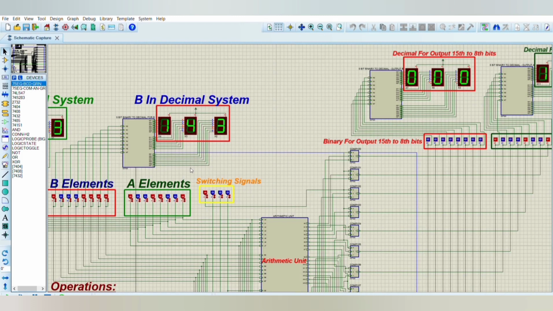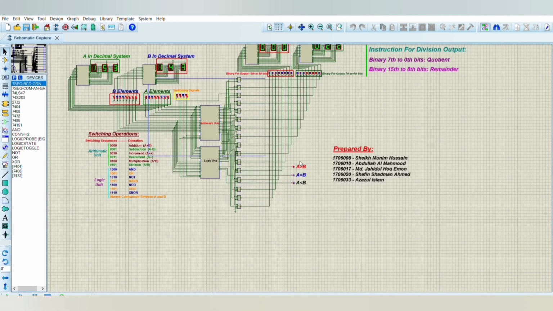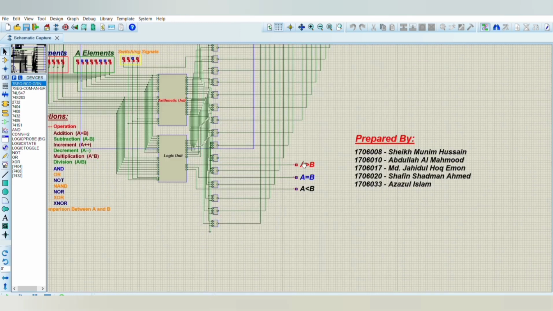For switch 1000, bitwise AND operations will be executed on A and B. Here we can see the input of A and B, and for each bit of A and B, an AND operation is executed here. Similarly, for switch 1101, XOR operation will be executed. And here, for the same A and B, we can see the execution of XOR. Finally, for the comparator part, here we keep A greater than B, and this portion is presenting the same result here.